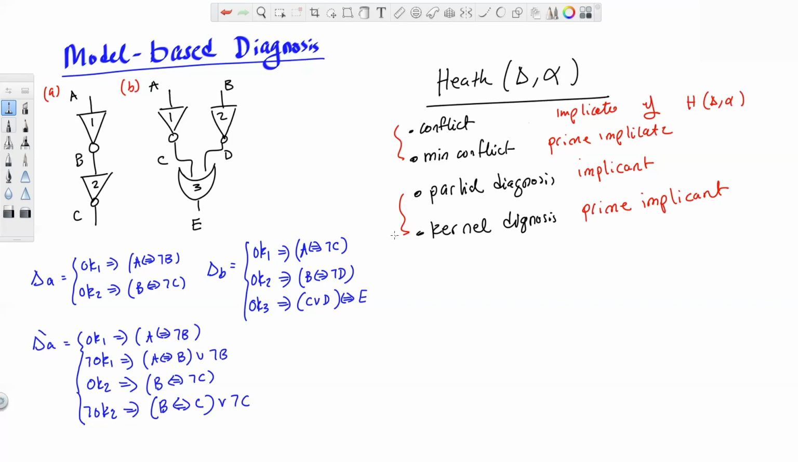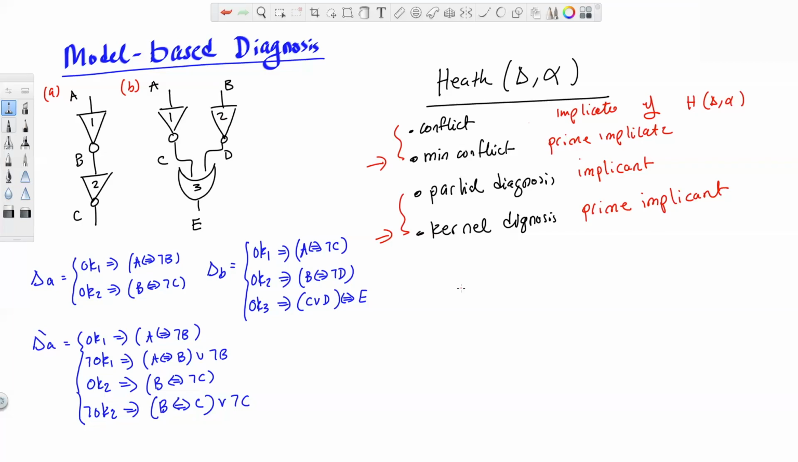The health condition characterizes what really happened, but is silent on the syntax. It just gives you the logical content of what happened. And if you write it as a set of prime implicates, you end up getting what people in diagnosis call minimum conflicts. And if you write it as a set of prime implicants, you get what people call kernel diagnosis. Now, intuitively, what is the intuition behind these in the diagnosis context?